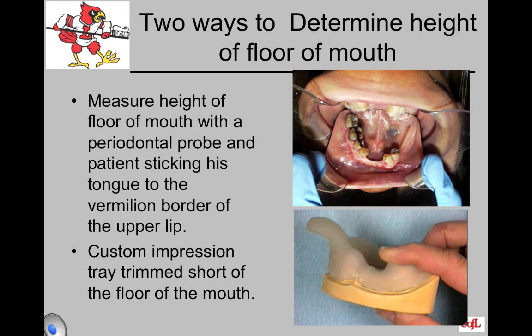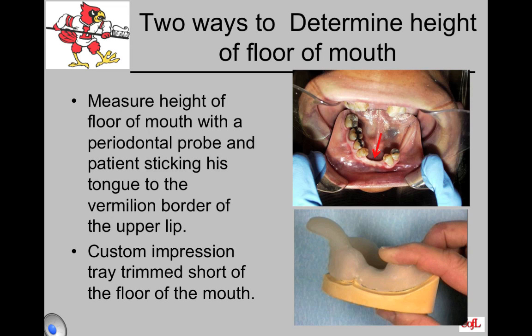There are two ways to determine the height of the floor of the mouth in function. One is to measure the height of the floor of the mouth with a periodontal probe and the patient sticking his tongue to the vermilion border of his upper lip. You can then get a reading. If it's less than 8 millimeters, you'd have to use the lingual plate. If it's greater than 8 millimeters to the floor of the mouth, you can use the lingual bar.